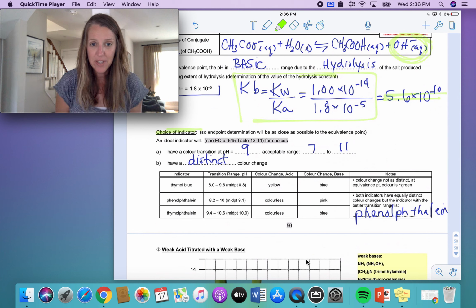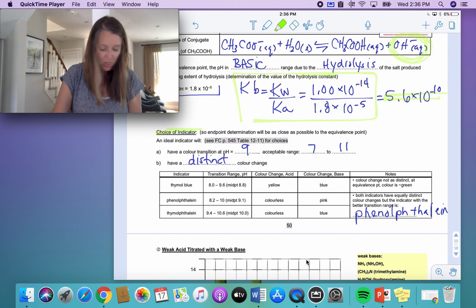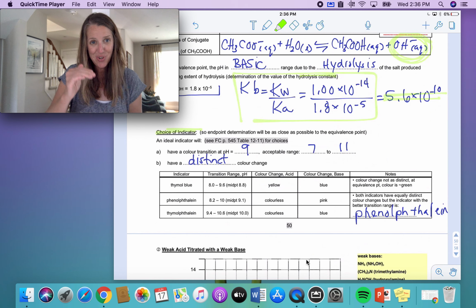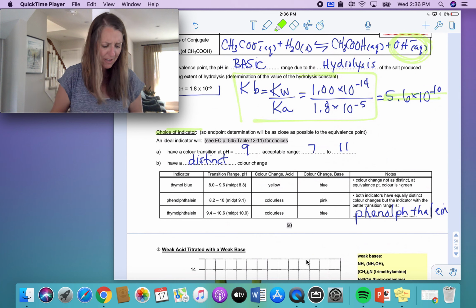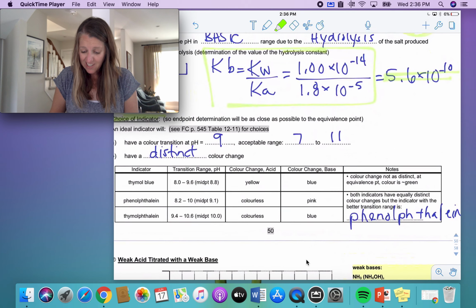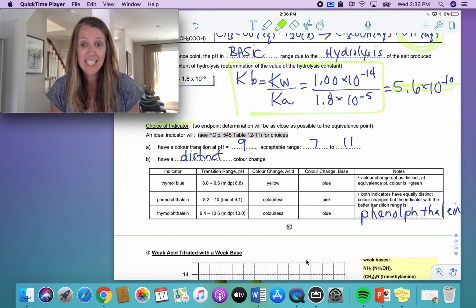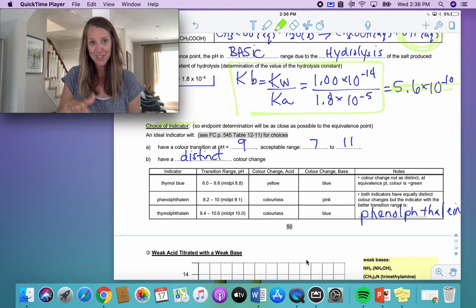You're like, ooh, I've got a few indicators here. I could use thymol blue, maybe phenolphthalein, maybe thymolphthalein. How do I know? For this one, you want to choose one that has the color transition when you need it, and you want it to be fairly distinct, right? So you want it to actually show a good color change. Distinct between yellow and blue isn't nearly as good as between colorless and pink, so you might choose phenolphthalein in this case over the thymol blue. Does that make sense?